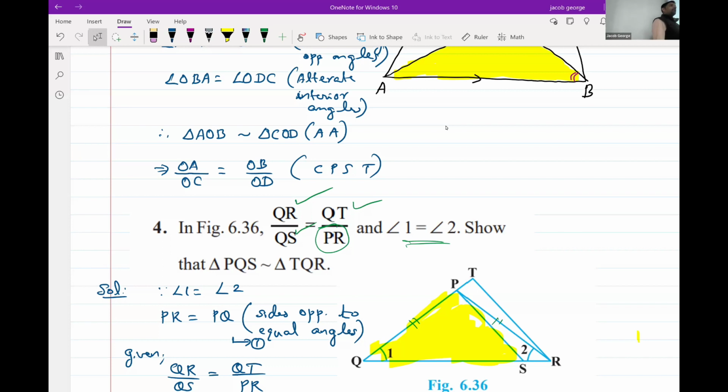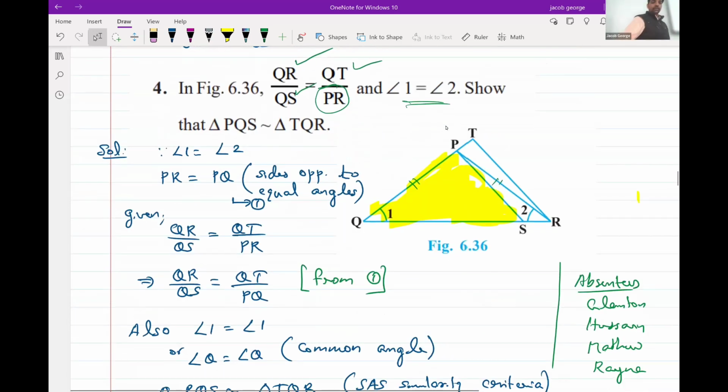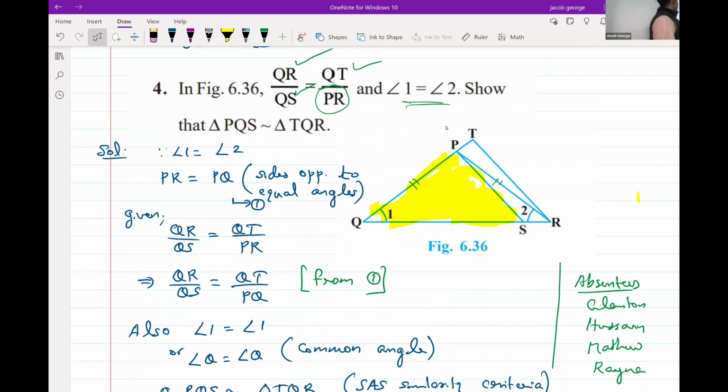But in the question it is given that angle 1 is equal to angle 2. And we have studied in class 9, right, that when base angles are equal, the sides opposite to equal angles are equal. So by using that property, angle 1 equal to angle 2 means PQ is equal to PR, so PR can be replaced with PQ. PQ is part of the triangle PQS.